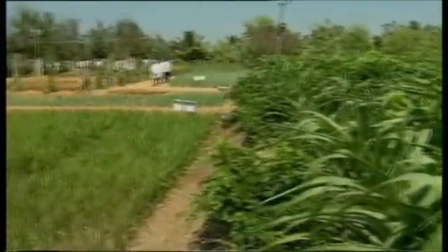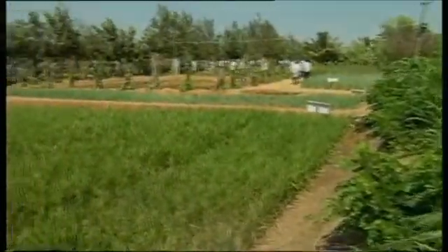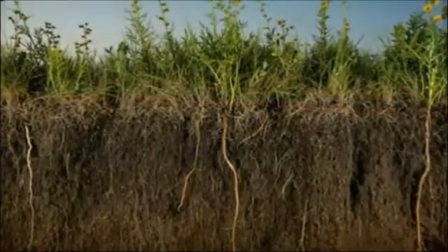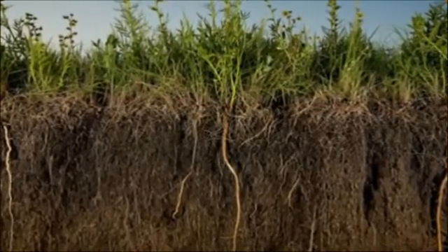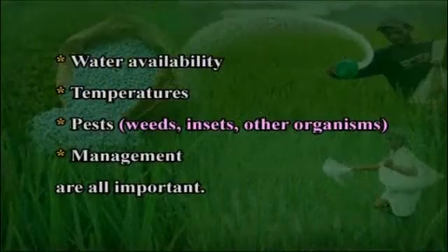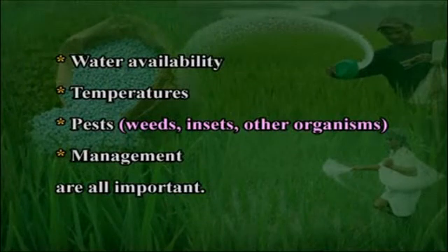The plant itself will vary because of the nutrient it needs and its kind of root system. Water availability, temperatures, pests like weeds, insects and other organisms, and management are all important. The effectiveness of fertilizers can only be assured if applied in optimal combinations specific to the local soil and climatic conditions.